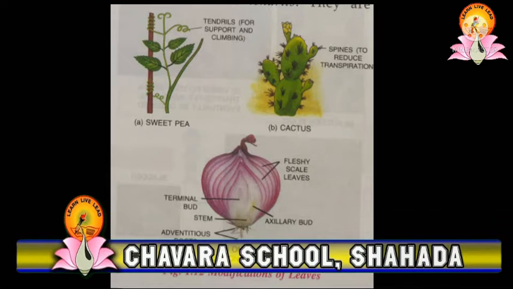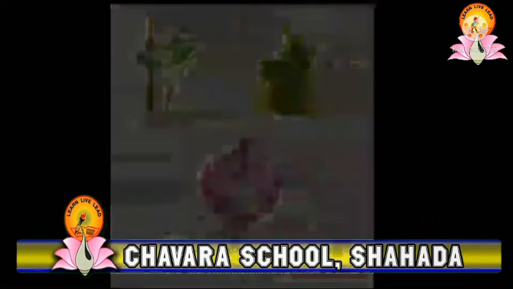The last modification is scale leaves. In some plants like onion and ginger, thick and fleshy or dry scale leaves are present. Their function is to store food and protect the bud. So onion and ginger can be the examples for scale leaves.